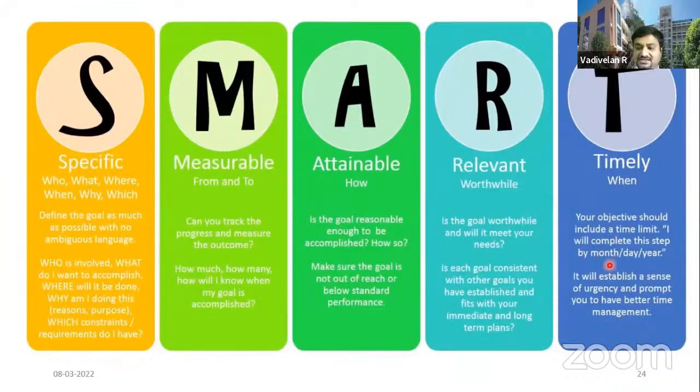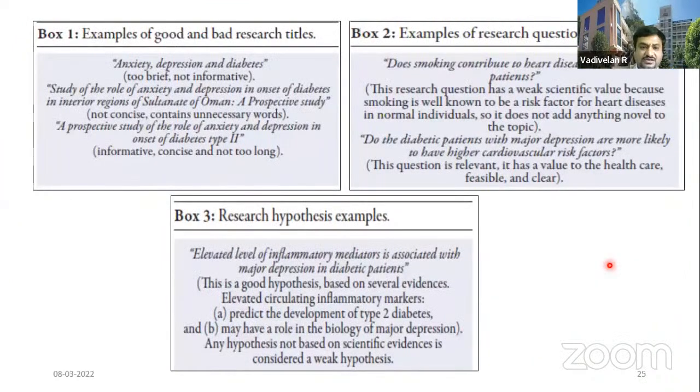So it makes sense when you're going with the time. Therefore, while writing your objectives, you consider this SMART thing. So here you can see some of the good and bad examples which you have collected from literature. For example, you can see a title.